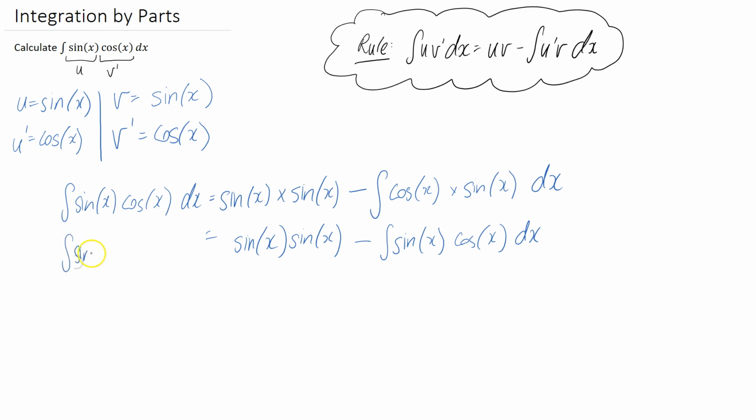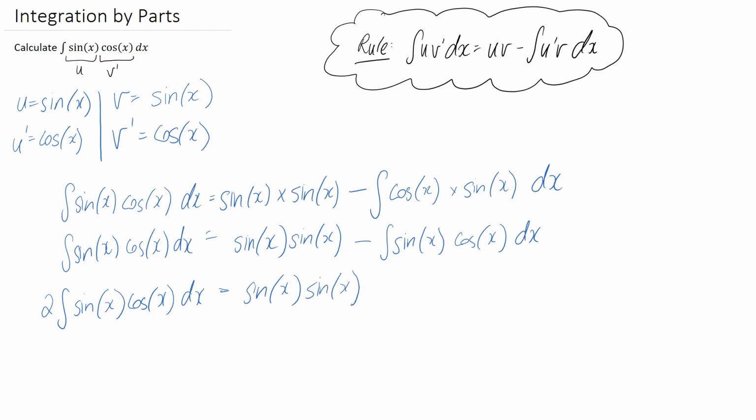So if I just copy this down here, what we can do is actually kind of put these two together and like amalgamate them, because you can kind of think of them as like a term on its own. So we have the integral of sine times cos with respect to x. If we shift this to the other side, it's going to become plus, and it's the same thing. So we're going to have two of them. So 2 sine x cos of x dx. And it's just equal to our sine times sine.